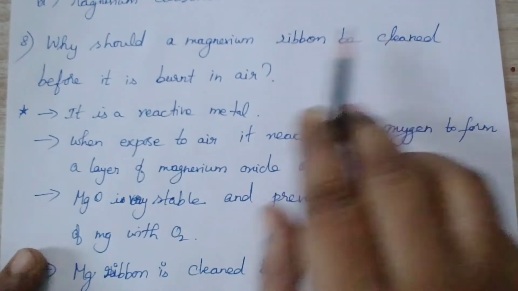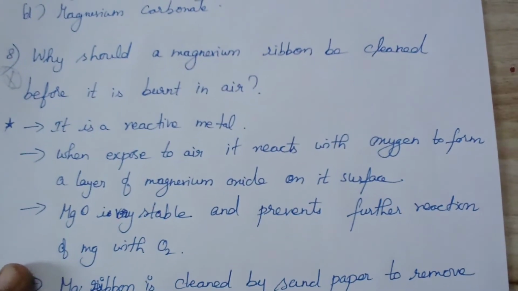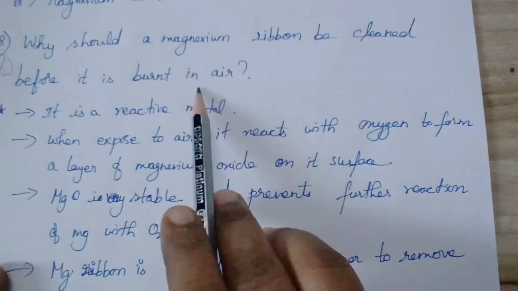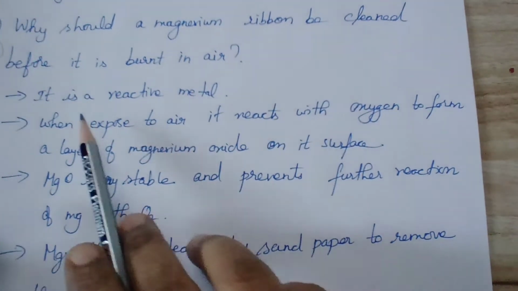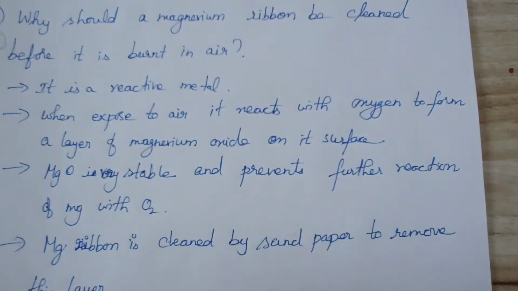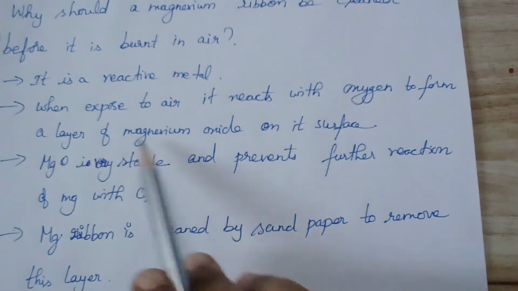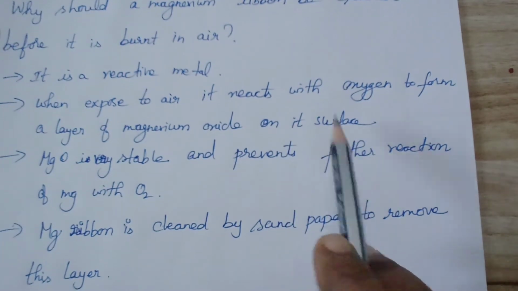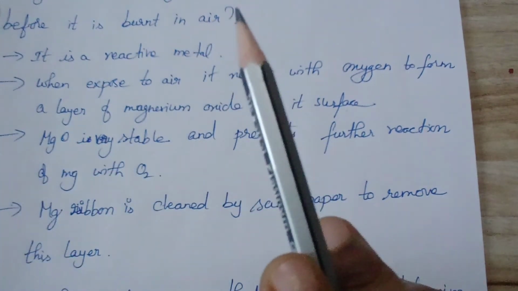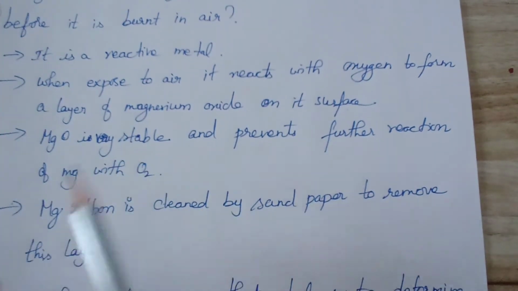Why should a magnesium ribbon be cleaned before it is burnt in air? This is important. I told you before, it is a very reactive metal. You have to frame a sentence and write; I have noted only the points. It is a very reactive metal, so when exposed to air, it reacts with oxygen to form a layer of magnesium oxide on its surface. MgO is a very stable compound. Already a layer of magnesium oxide is formed on the magnesium ribbon. MgO is very stable, so it will not react with anything.